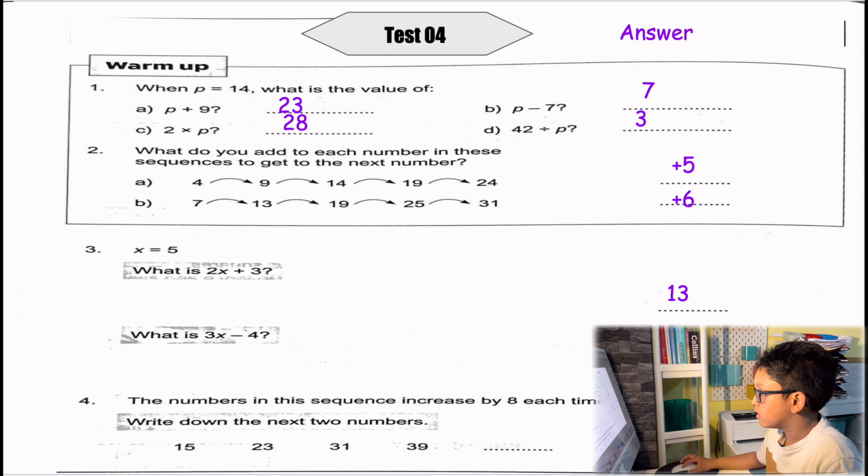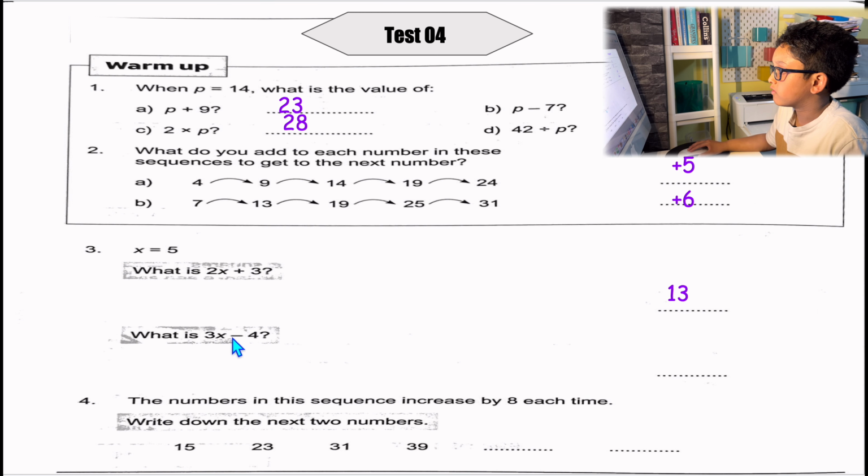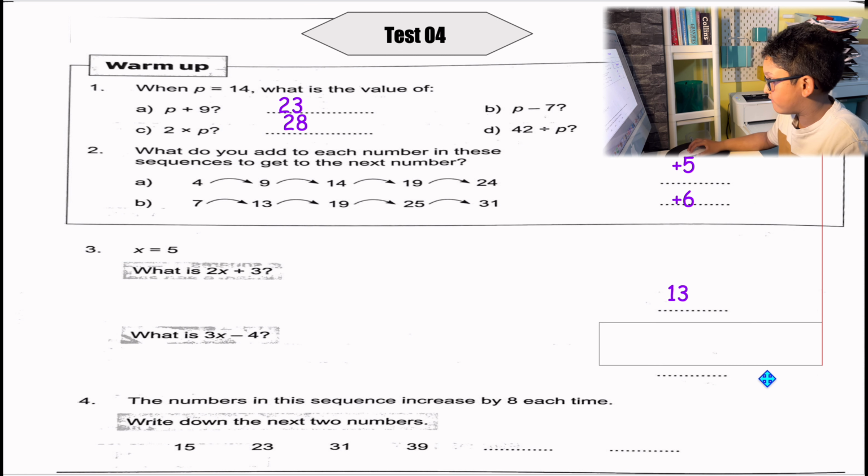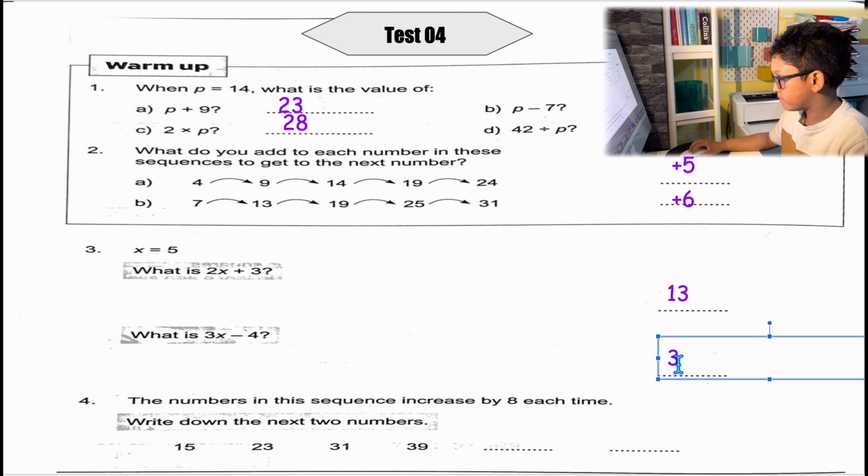Let me just write. What is 3x take away 4? Again, x is 5, so 3 times x, which is 5, is 15, take away 4 will be 11.